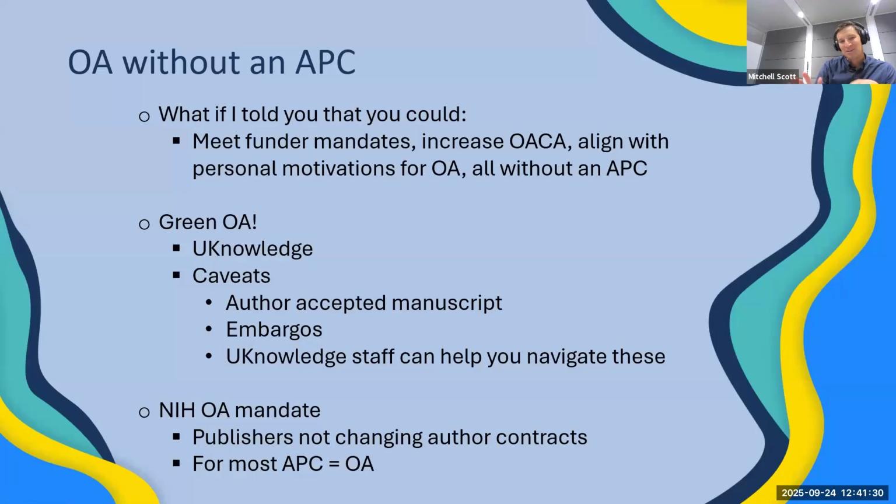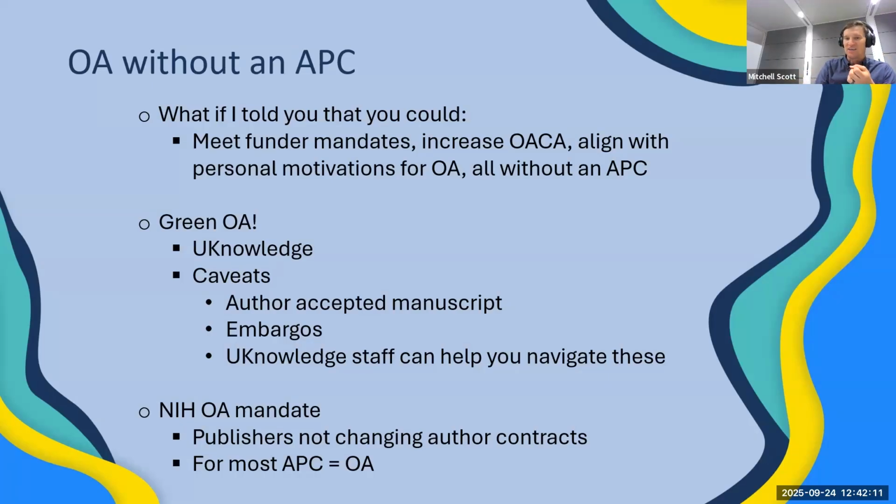While I've got your attention, what if I told you there was a way to OA without an APC, and that making your articles available this way can meet funder mandates, potentially increase OACA, and align with any personal motivations you have for OA, all without an APC? It's called Green OA, and Julie touched on this. It's basically a poor man's hybrid OA. Articles available through Green OA have no APC paid; they've usually been submitted to a hybrid or traditional journal, and no APC was paid to make it OA. So it's a lot of UK published content.